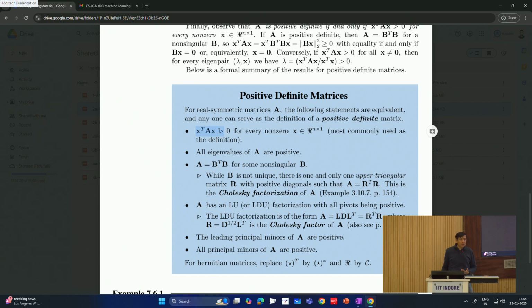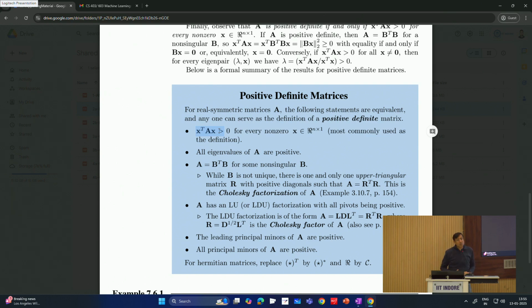It will be a scalar. Everybody agrees? It's 1 cross n, n cross n, and n cross 1. So it's 1 cross 1, it's a scalar. So the scalar which comes out, if you take a matrix and multiply with a horizontal vector on the left and a vertical vector on the right, if that scalar is positive, we call the matrix positive definite.